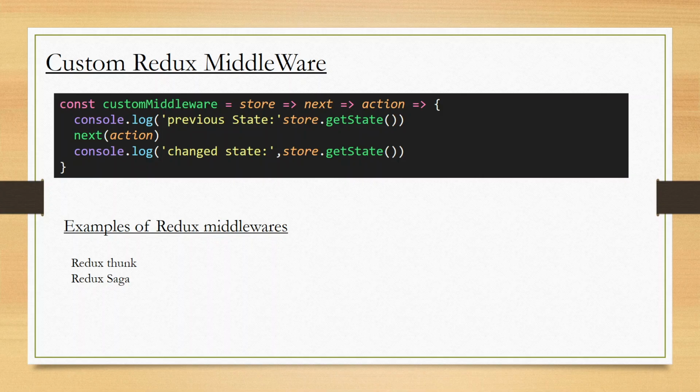Then after the next, this action object will be updated in the reducer, and after that we can get our updated state from the store. If you want to build your own middlewares, then this is the method by which you can build any type of middleware. This is a template. There is no other method for middlewares, but in open source we have many defined middlewares like Redux Thunk and Redux Saga. We will check them out in our next videos.